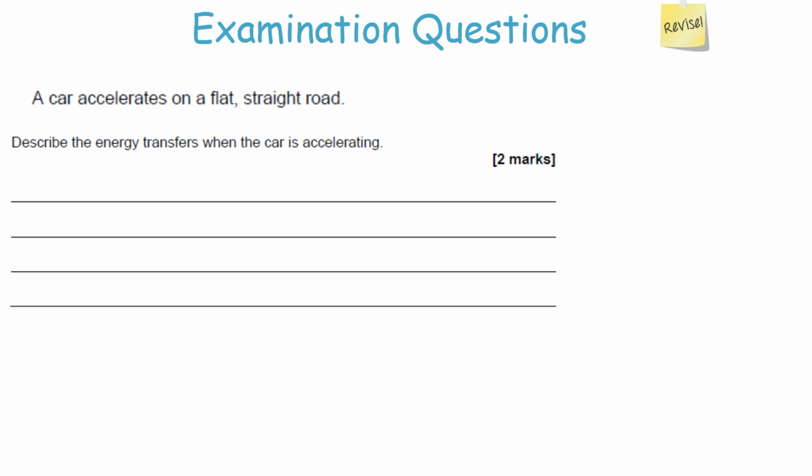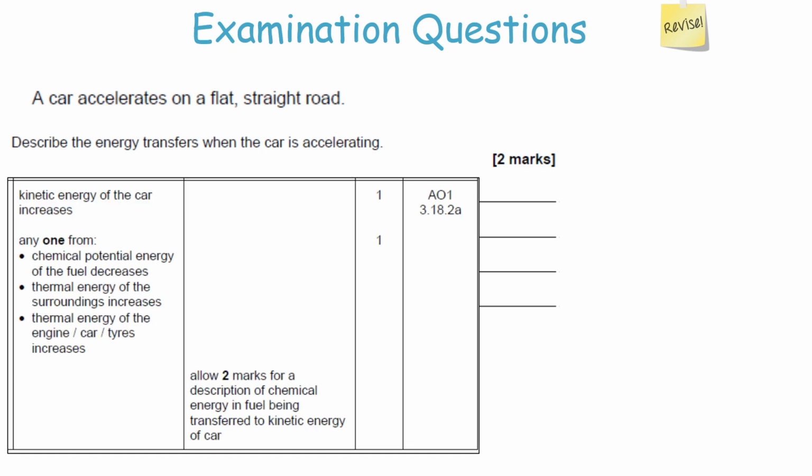Because the car is moving, we would say that it's starting with kinetic energy, and you could also argue that it's starting with the chemical potential energy of the fuel. The kinetic energy of the car increases because it's getting faster and faster. The chemical potential energy store of the fuel decreases because the kinetic energy store is increasing, and thermal energy is dissipated to the internal energy of the surroundings, or the engine, car and tyres.